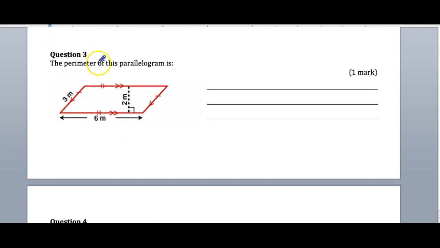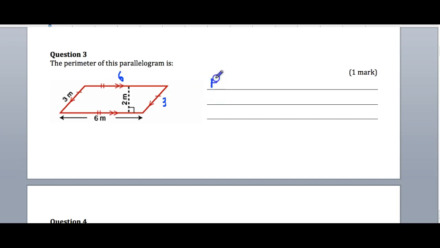Okay, so this one we're working out the perimeter of this parallelogram. So your parallelogram, that's 4 sides. These arrows, so this is a single arrow and this is a single arrow, just shows that they're parallel and also that they're the same length, is 3. Okay, and this one, parallel and the same length, which is 6.